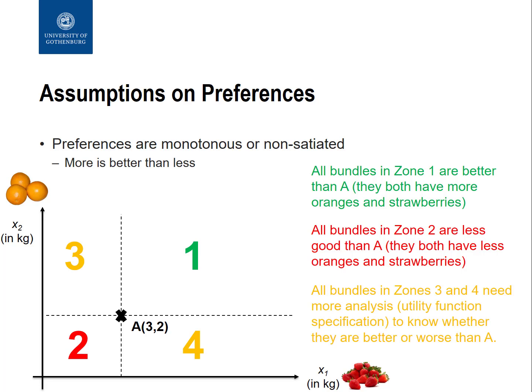In zones 3 and 4, we need a deeper analysis through the specification of the utility function to know whether the bundles are better or worse than A. It is indeed not clear whether a bundle in zone 3, for example, which has more oranges but fewer strawberries, will be preferred by Jenny compared to bundle A.